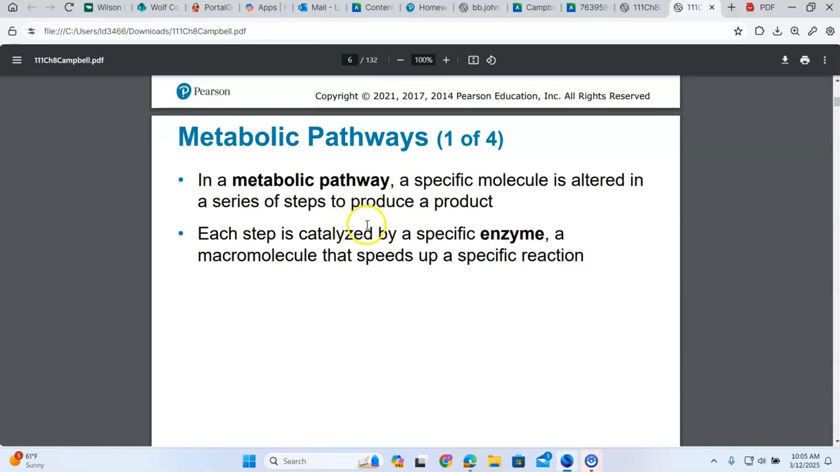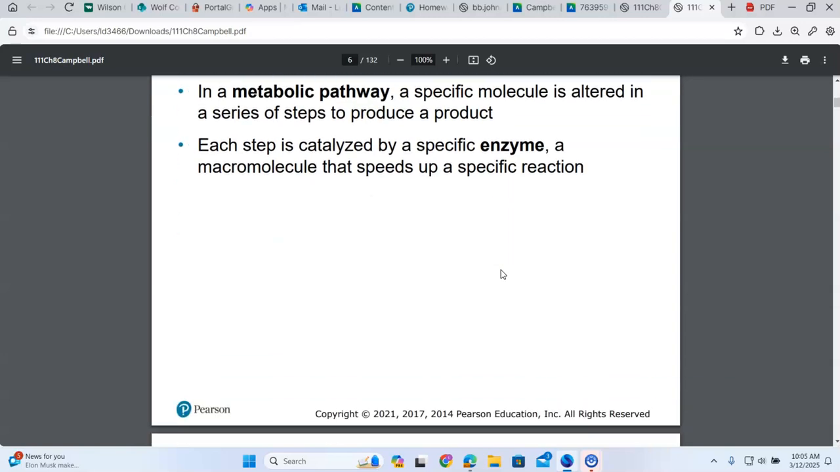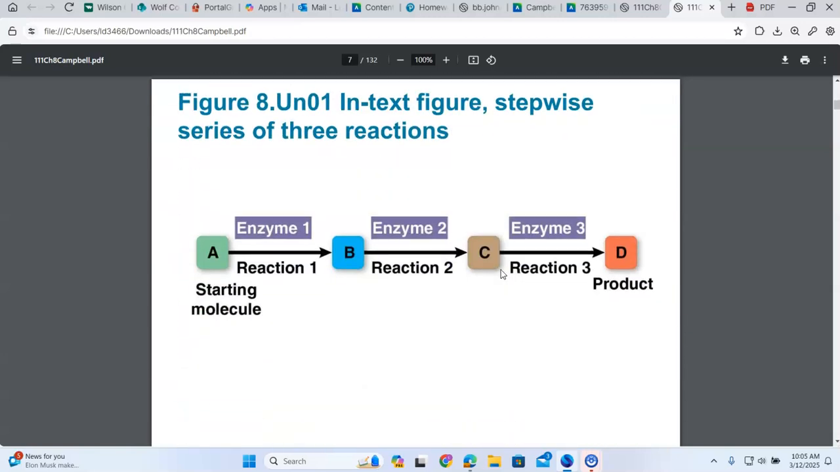Each step in that metabolic pathway is catalyzed, or the rate of that reaction is increased, by a specific enzyme. An enzyme is a protein, which is a type of macromolecule, one of the large molecules that we learned about, that speeds up a specific reaction. So each step in the pathway is catalyzed by a specific enzyme.